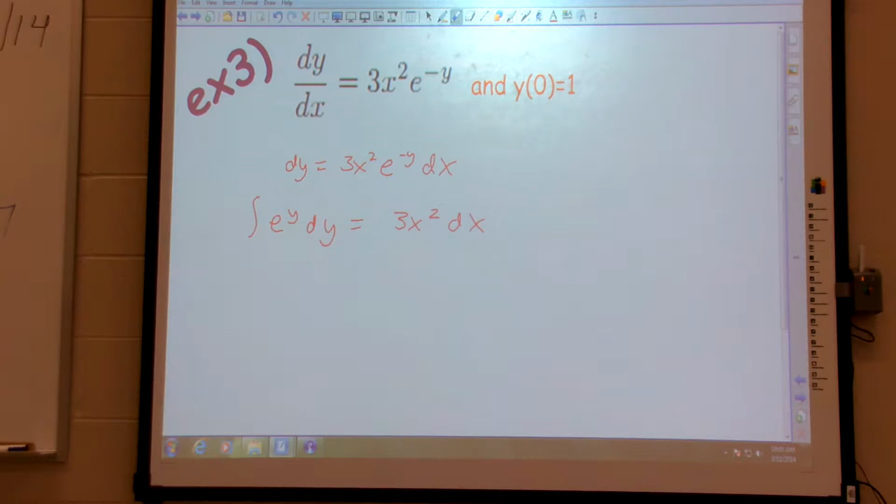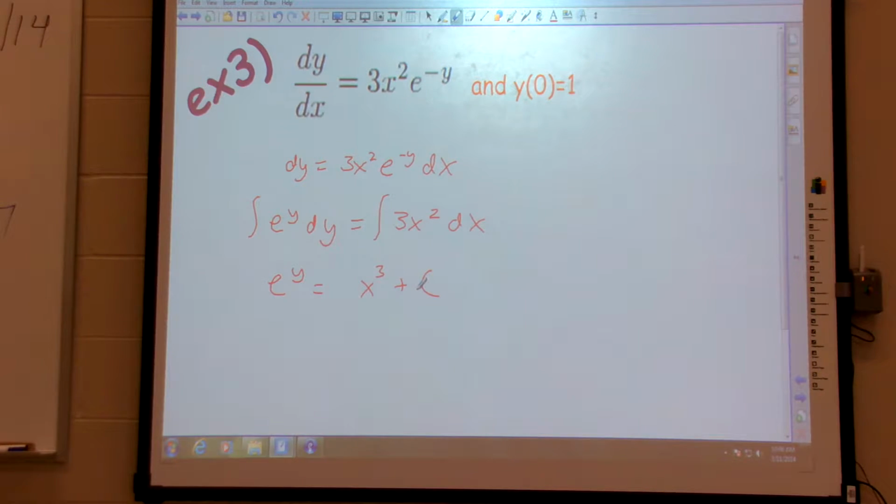Integrate. If you do not have an integral here, it is wrong. The whole thing. The whole thing. So what is my antiderivative here? E to the y. What about here? X cubed plus c. The key thing here, guys, after you integrate, that c has to come in immediately.